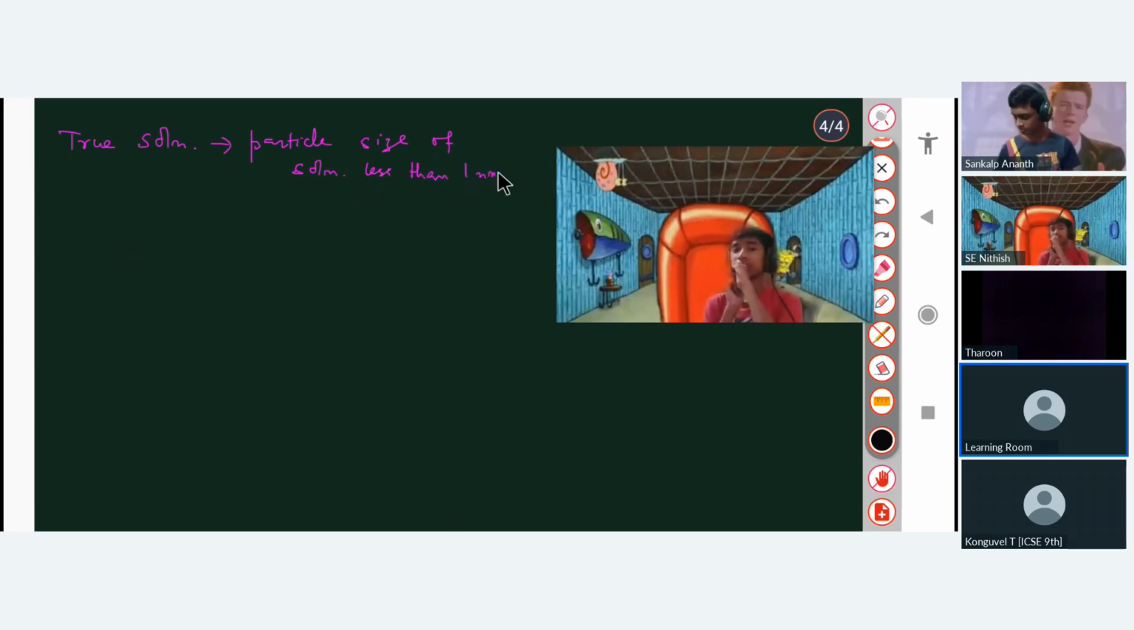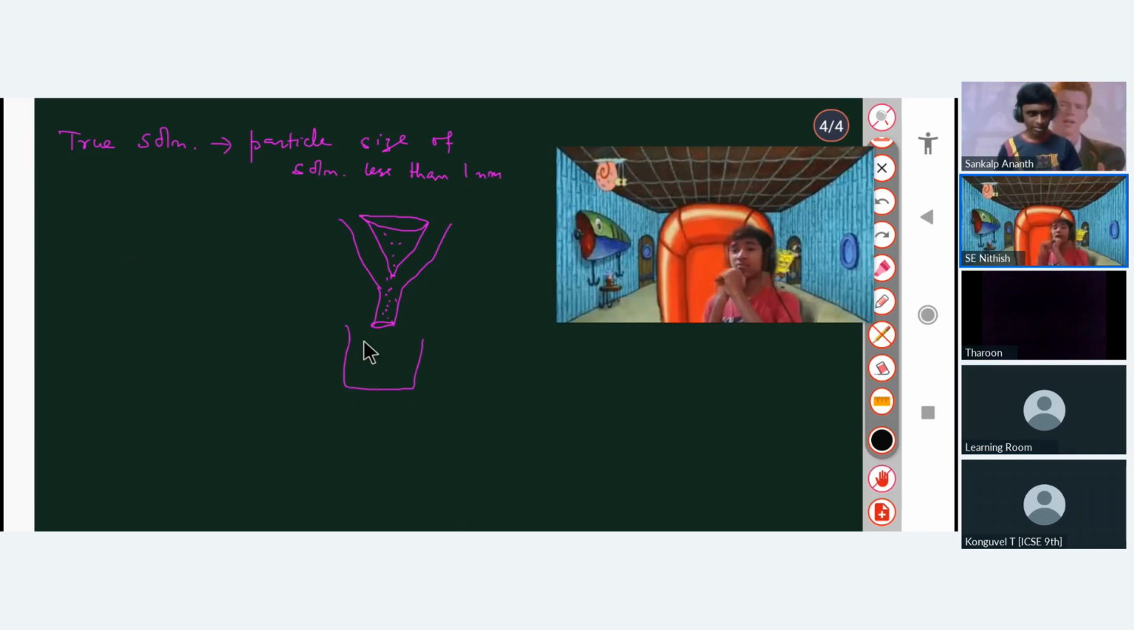So when the particle size is less than 1 nanometer, if you are using just filter paper, it will exactly go through this. It will not stop on the filter paper. So the solution can easily pass because the particle size is very small. They are chemically combined.